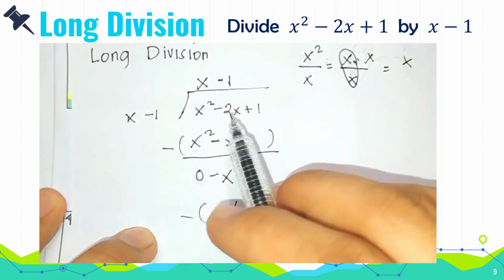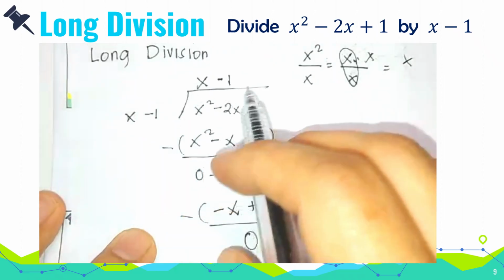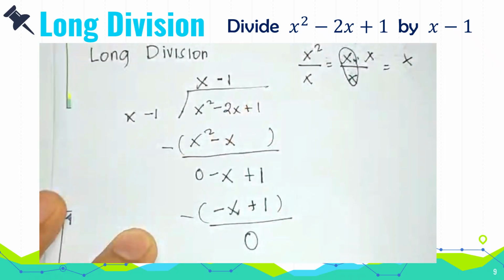So when we divide x squared minus 2x plus 1 by x minus 1, the answer is x minus 1.